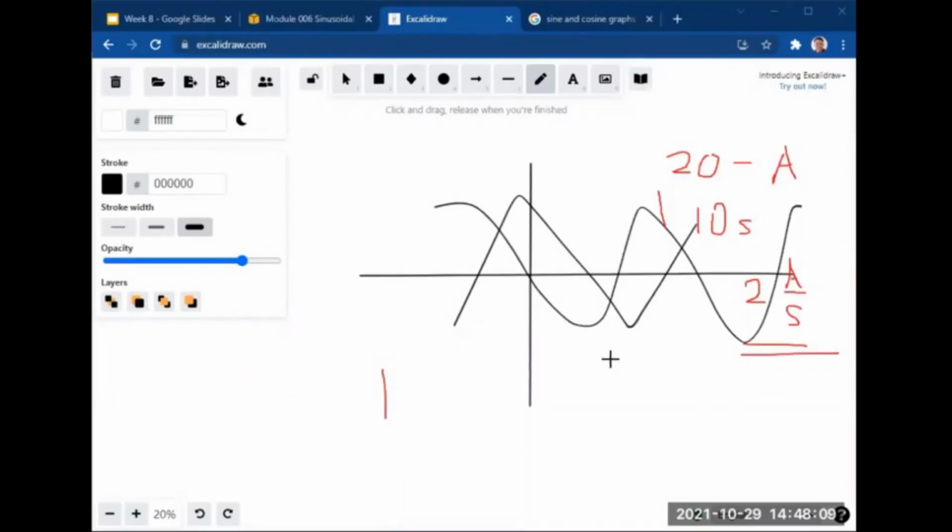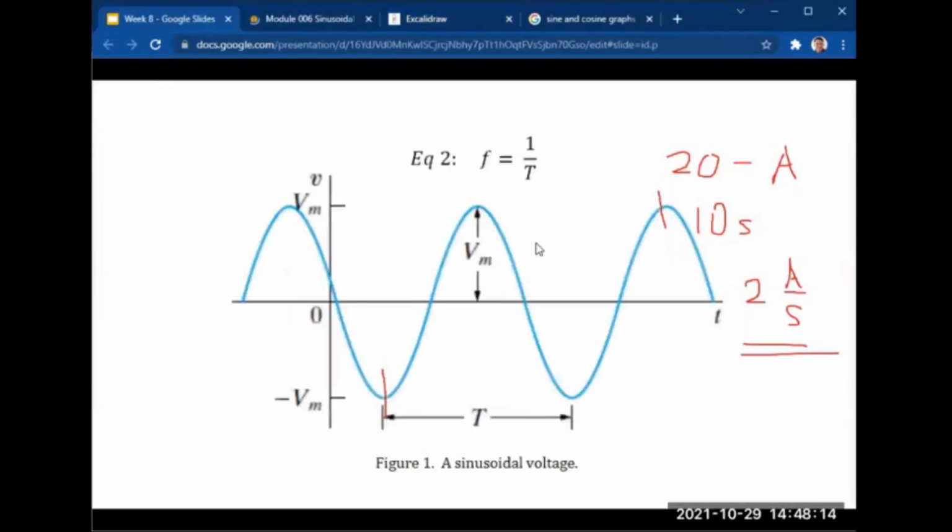So in the case of our drawing, in this example, the graph is going upward here, and it will go upward here at this point again. So the pattern will be repeated. So this is one period. Okay? Period is T. T is period.